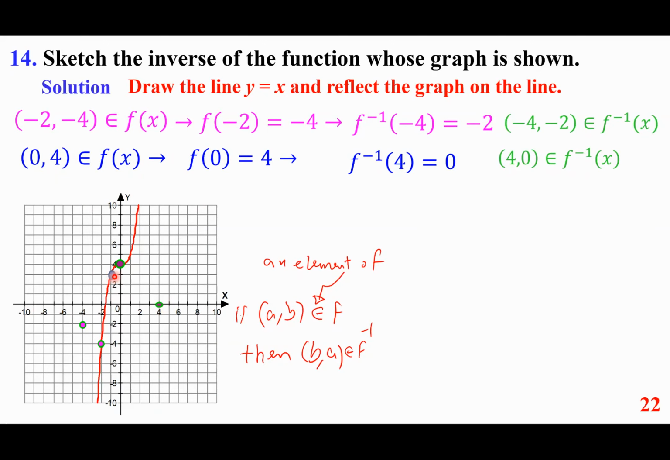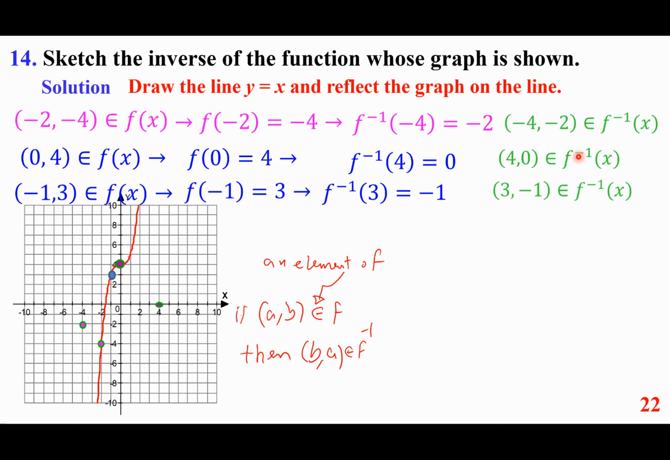This is another pair on this graph, which is easy. It seems to be -1 and 3. So -1, 3 belongs to f of x, and 3, -1 belongs to f inverse. So we can write it as f of -1 is 3, f inverse of 3 is -1, and therefore 3, -1 is part of f inverse.